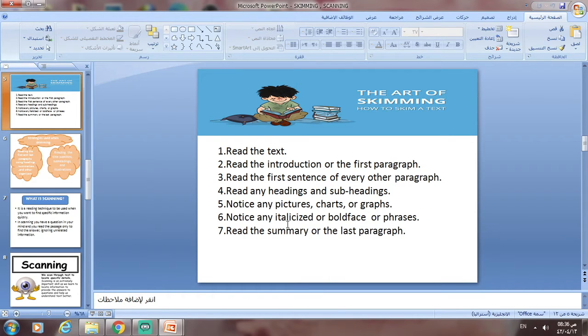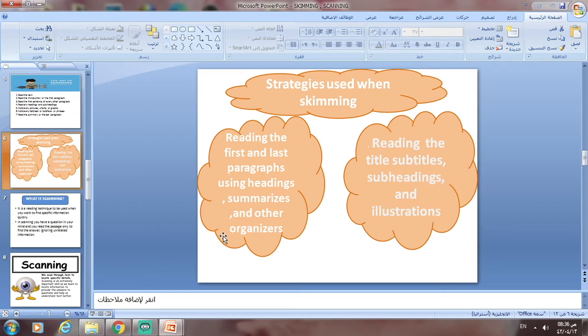We notice any italicized or boldface phrases. Also, we read the summary or the last paragraph. So this is how we do skimming. It's very easy. So I will make a revision. Here we have some strategies that we use when skimming: reading the first and last paragraphs, using headings, summaries, and other organizers. Also, reading the titles, subheadings, and illustrations.